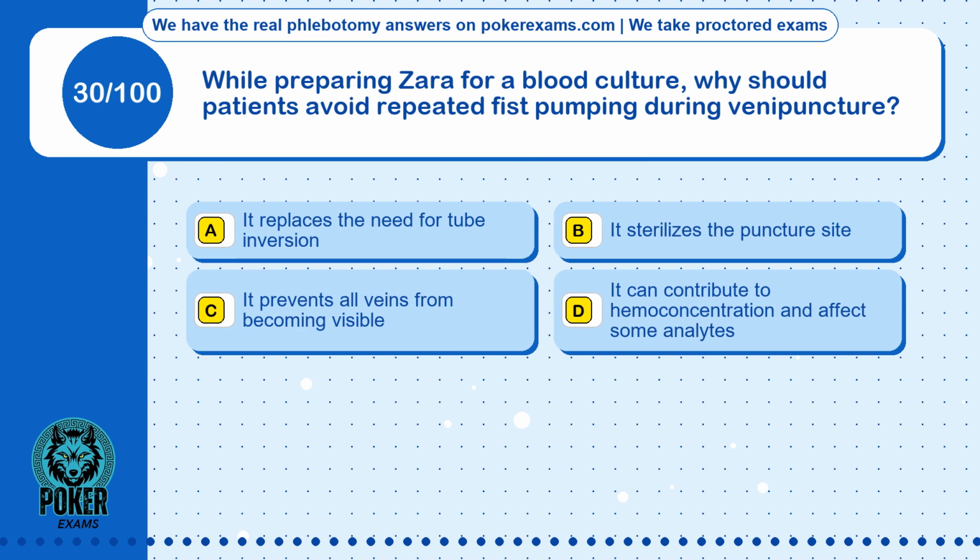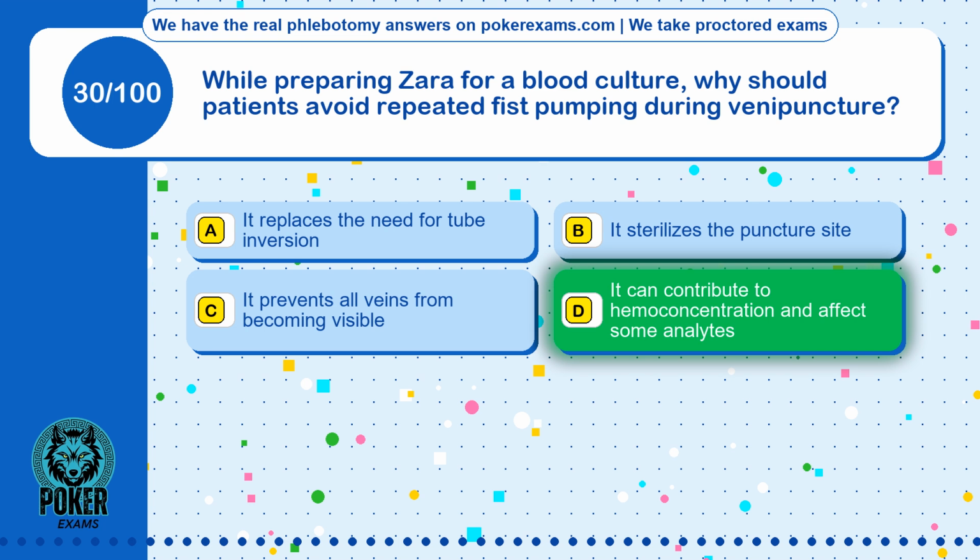Question 30. While preparing Zara for a blood culture, why should patients avoid repeated fist pumping during venipuncture? Option A. It replaces the need for tube inversion. Option B. It sterilizes the puncture site. Option C. It prevents all veins from becoming visible. Option D. It can contribute to hemoconcentration and affect some analytes.